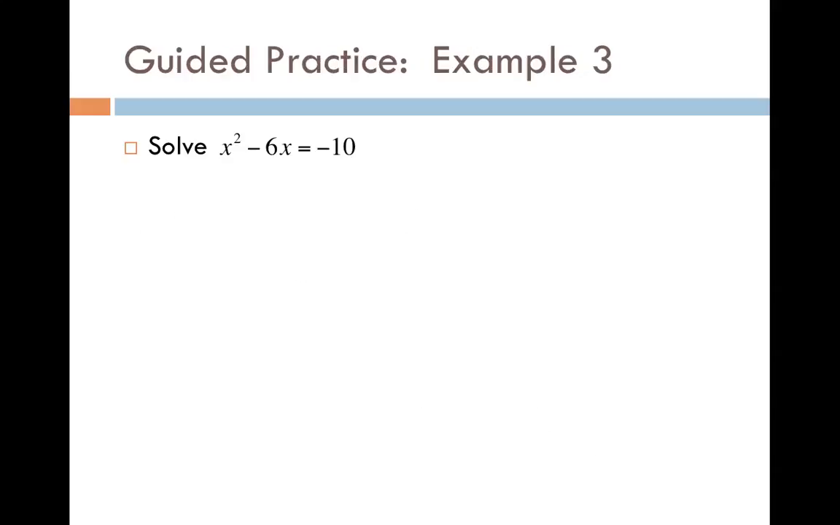All right, so let's give it one more try. Go ahead and take a moment to solve x squared minus 6x equals negative 10. Pause the video one more time and come back when you're ready to check your answer.